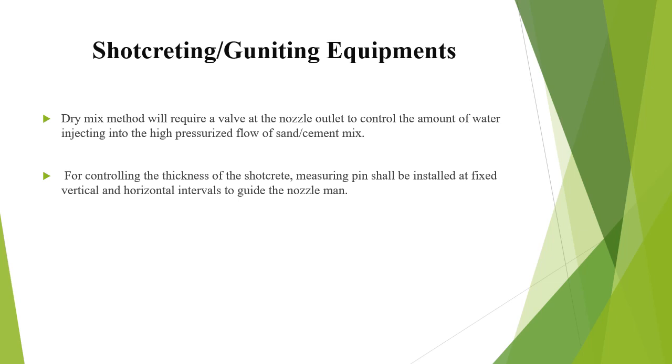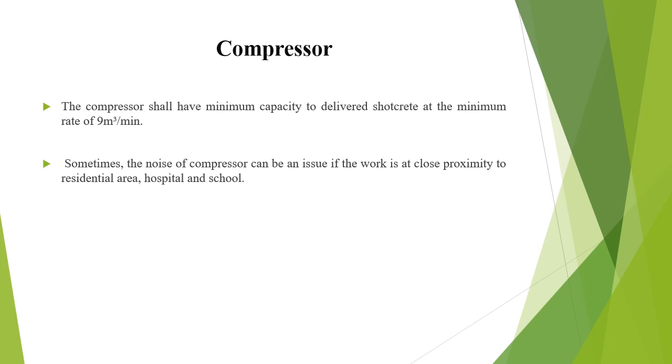For controlling the thickness of shotcrete, measuring pins shall be inserted at fixed vertical and horizontal intervals to guide the nozzle man. Now, last one is the compressor. The compressor shall have minimum capacity to deliver shotcrete at the minimum rate of 9 meter cube per minute. Sometimes the noise of the compressor can be an issue if the work is in close proximity to residential areas, hospitals and schools.